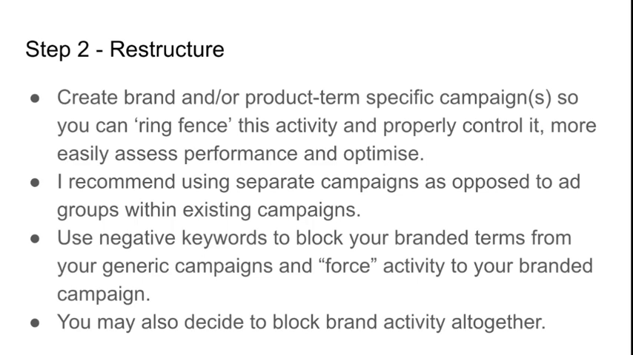Then you would use negative keywords to block your branded terms from your generic campaigns and effectively force activity to your branded campaign. So, for example, let's say you wound up with two campaigns, a generic one that's got your different product categories as ad groups, and then you've got your brand terms campaign. Your branded terms would go as negative keywords on your generic campaign, so that if someone searches for Apple MacBook Air for sale, Google's basically forced by the negative keywords to show an ad from your brand terms campaign.